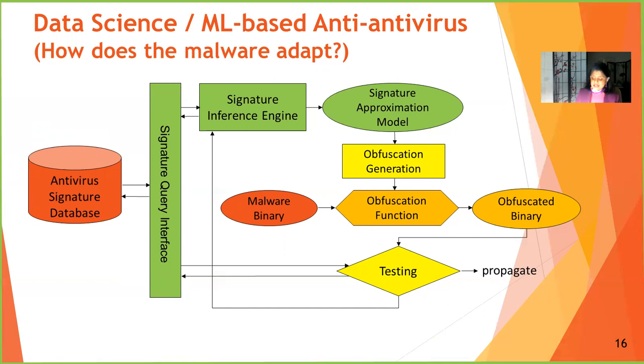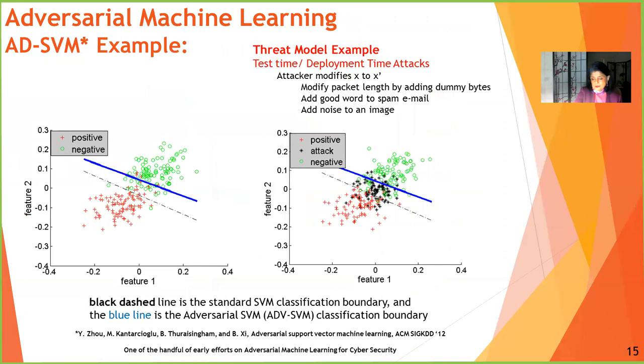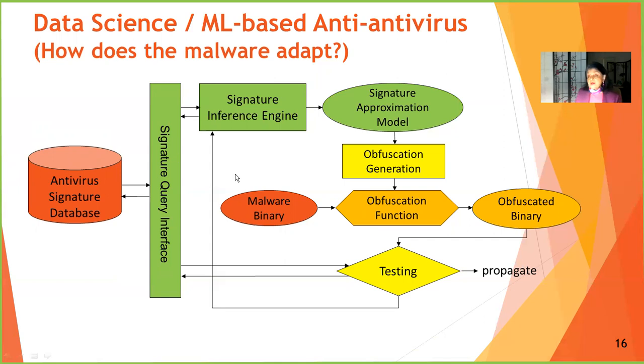So as I said, we need to be several steps ahead. And this is what we are trying to do, to move the support vector machine boundary here. This work was done even before we started adversarial machine learning.